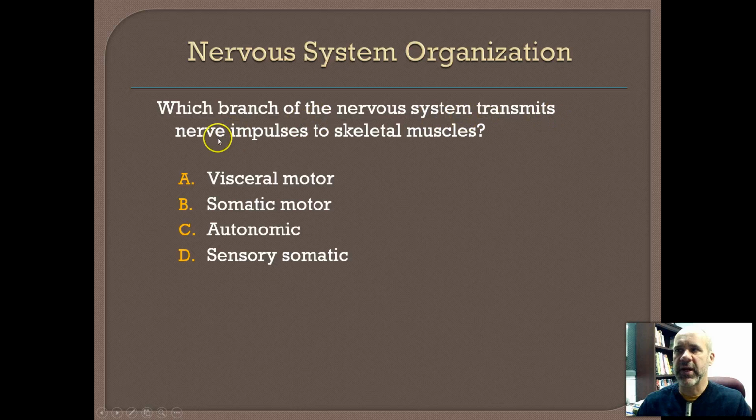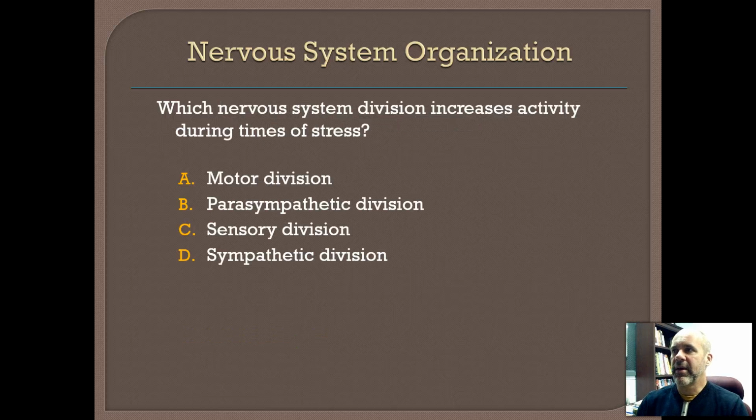Which branch of the nervous system transmits nerve impulses to your skeletal muscles? Okay, and remember we got somatic refers to the body. A lot of times, like in this case, it's referring to those skeletal muscles. Visceral refers to internal major organs, your viscera, like your stomach and your small intestine and your liver and your urinary bladder, things like that. So which branch? Hopefully you're thinking somatic motor, because motor is outgoing impulses toward those skeletal muscles. That's going to be your somatic motor nervous system.